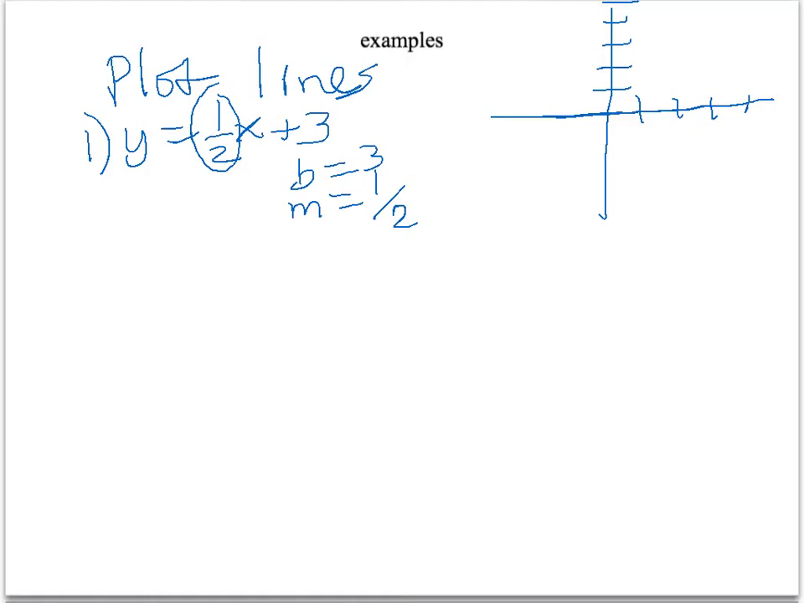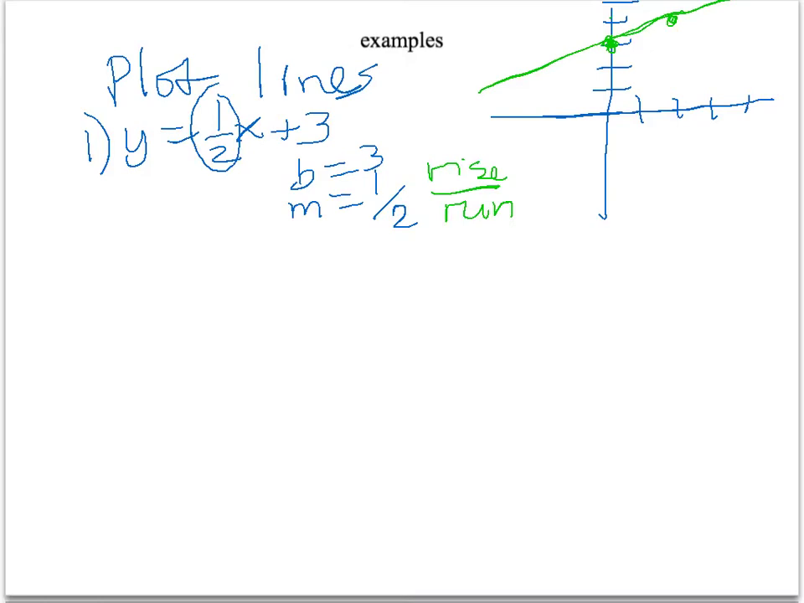Okay, next thing I want to do is plot my y-intercept. So my y-intercept is at 3. I go up to 3. And then I use my slope to find my next point. Well, my slope is rise over run. So I want to rise 1, run 2. Whoops, those 2 dots are not a straight line. And there's my line connecting 2 points. Okay, let's try another one.